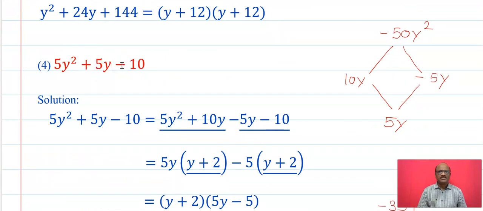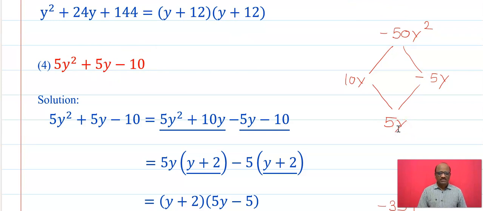And now see this here. We can take 5 as common from these and factorize it. But instead of that, I have done here, that is 5y square into minus 10, that is minus 50y square. And middle term किती तर 5y. Now find out the two terms.